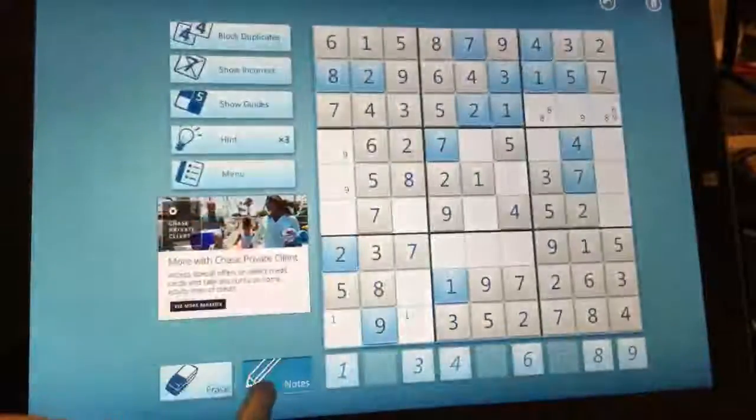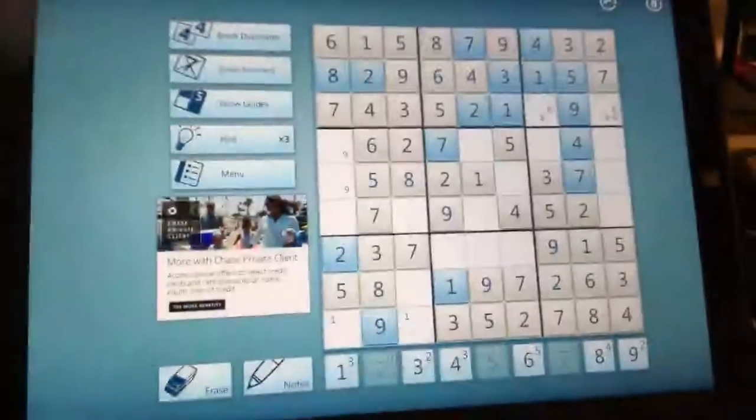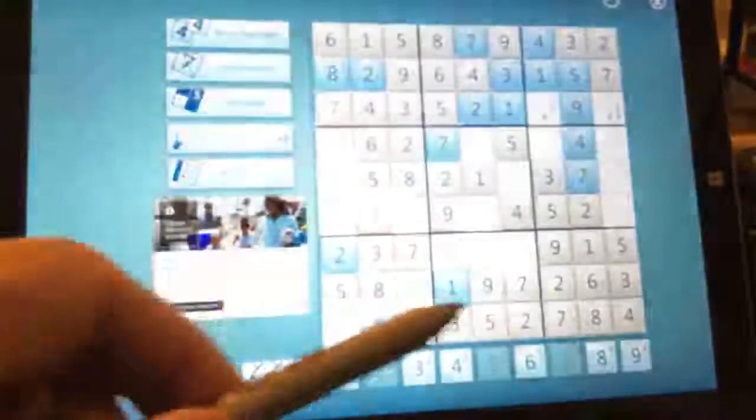I hope that makes sense. So we take that there, and we make that a 9. Now here's how we know that this cannot be 6.